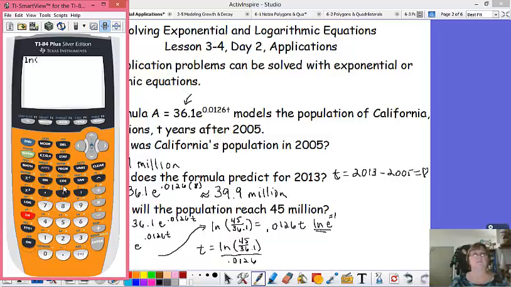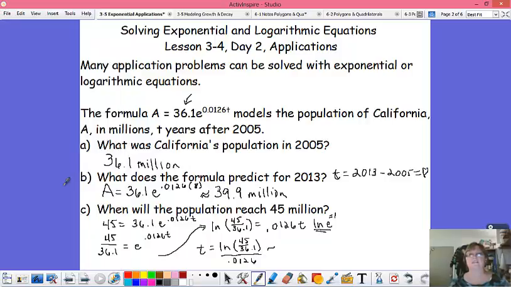Natural log opens up a parenthesis, 45 over 36.1. Close that parenthesis because we want that whole value divided by 0.0126. And this should give us the number, well, let's see. Here's what it says. t is about 17.5. Around 17.5. And you think to yourself, well, what's that stand for?